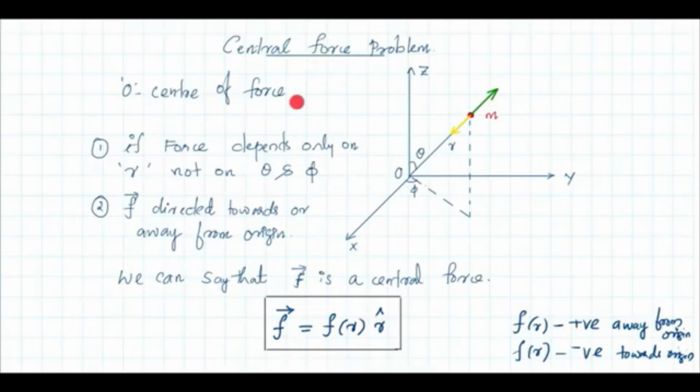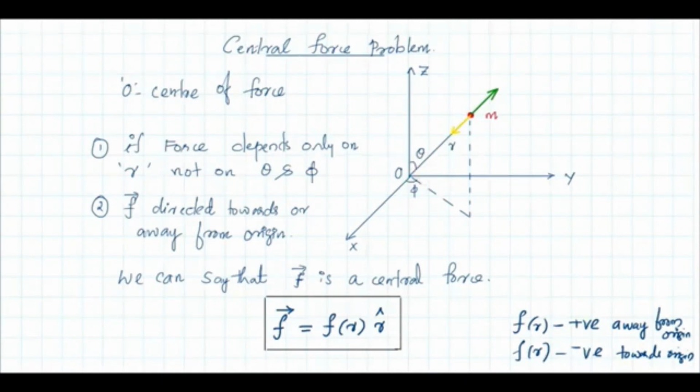In order to define a central force, first we need a center of force. Okay, so consider a coordinate system like this. You have three axes x, y and z, and the origin is treated as the center of force. Suppose there is a particle of mass m at this point, and this point has spherical polar coordinates r, theta and phi, where r is the radial distance, theta is the polar angle and phi is the azimuthal angle.